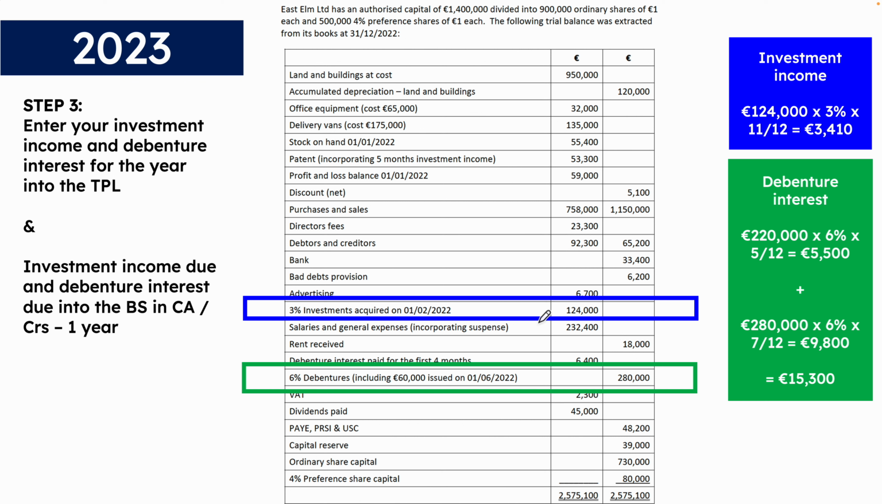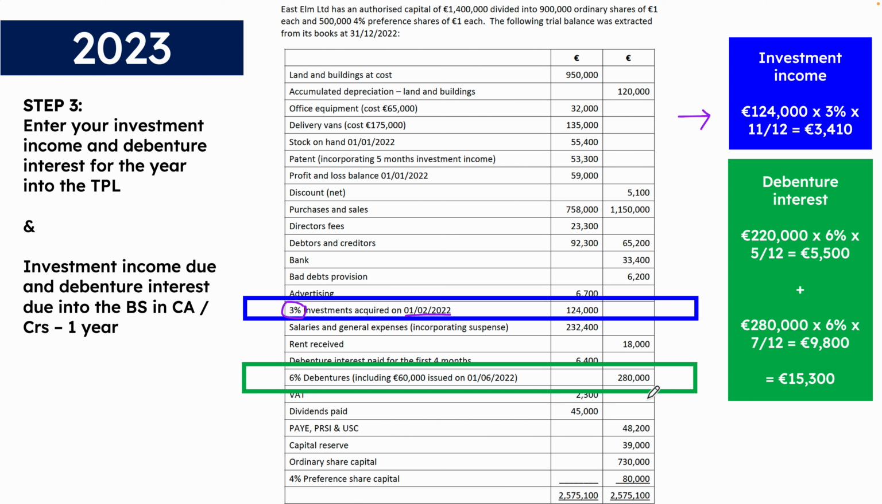So the 3% investments, 124,000, and the rate that they're getting on that is 3%, and they bought it on the 1st of the 2nd, so they had it for 11 months. So working out the months is definitely the reason why people lose their H1s. They're going to use the wrong amount of months. Okay, then the debenture interest. So you can see here 6% debentures, including €60,000 issued on the 1st of the 6th 2022, 280,000.